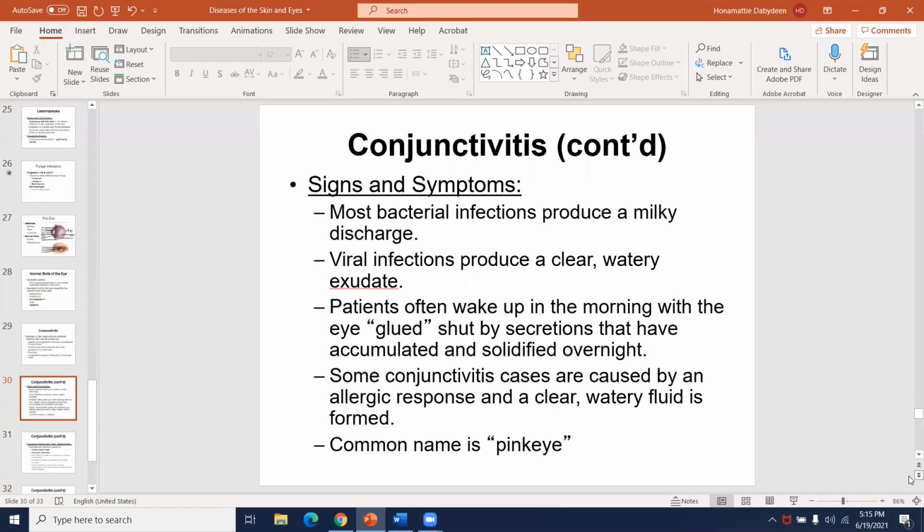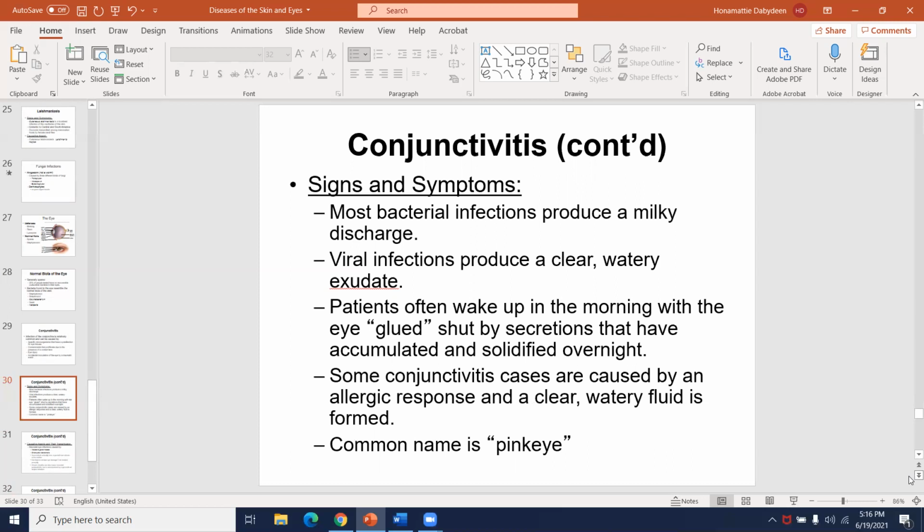In the case of conjunctivitis, you end up with a milky discharge. Some viral infections will give you clear, watery exudate. And maybe you've heard about this, or maybe it happened to you, maybe not now, but as a child, where you're sleeping at night, you wake up in the morning and your eyes are glued shut by secretion.